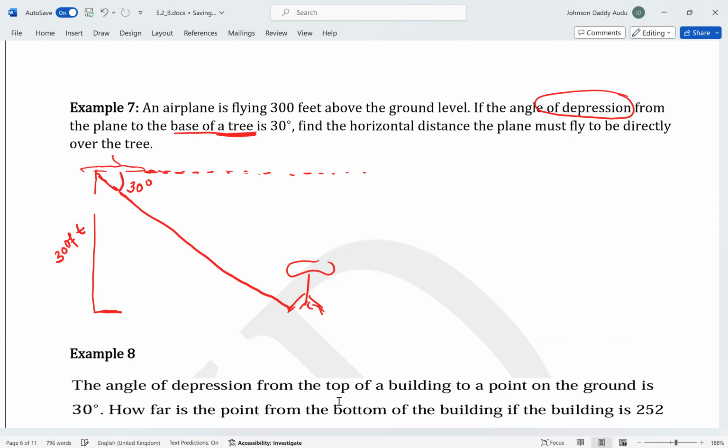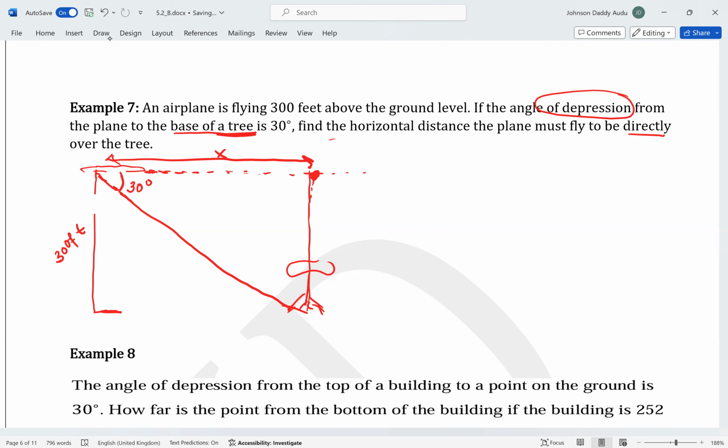Okay. So now what are we interested in? We said find the horizontal distance the plane must fly to be directly above the tree. So the plane is flying, and at this point the plane is directly above, right? So we can have our line here. It means we're actually interested in the distance traveled by the plane until it must fly directly above the tree. So this is the distance we're looking for. We call it X.